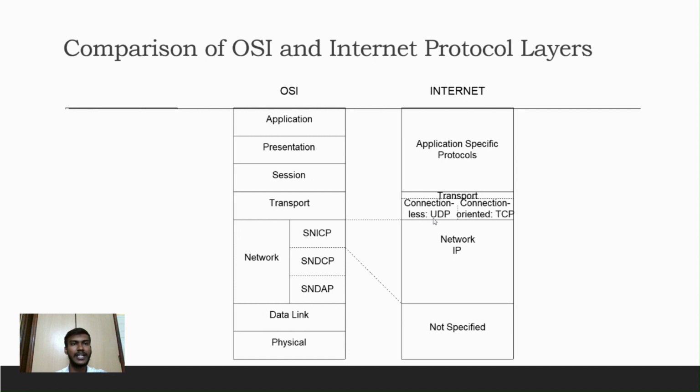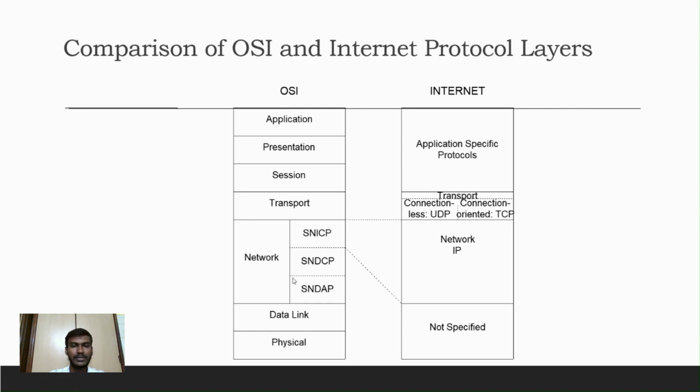Now let us see the diagram of comparison of OSI and Internet Protocol layers. There are seven layers. The first layer is called the physical layer. This is the lowest layer and deals with the physical medium such as cables, connectors, and electrical signals. And next is the data link layer. This layer is responsible for creating a reliable link between two directly connected nodes over a physical medium.